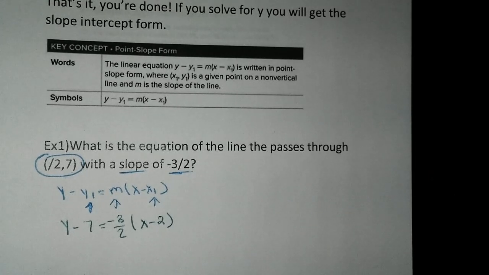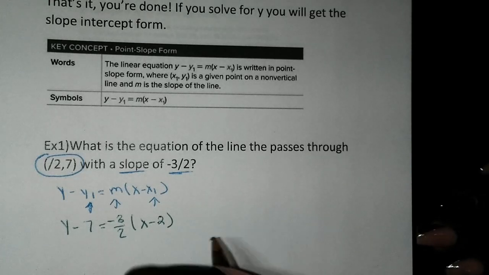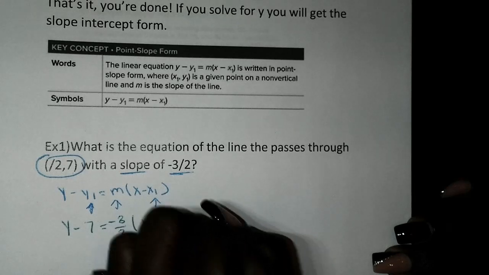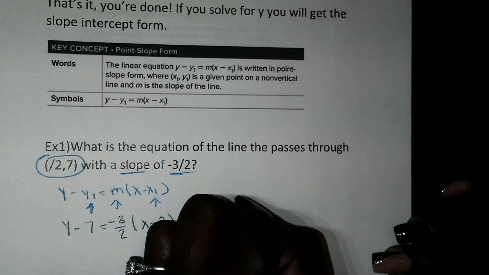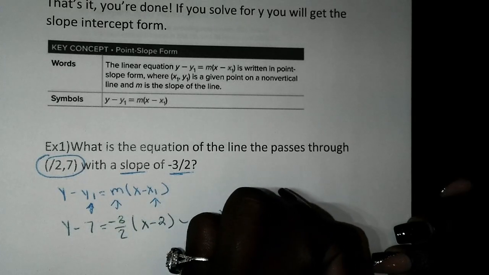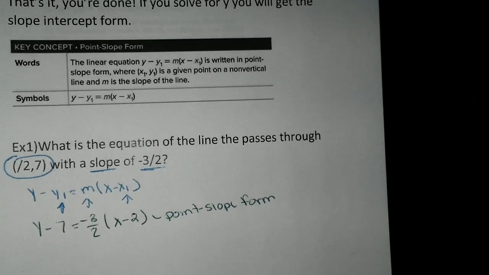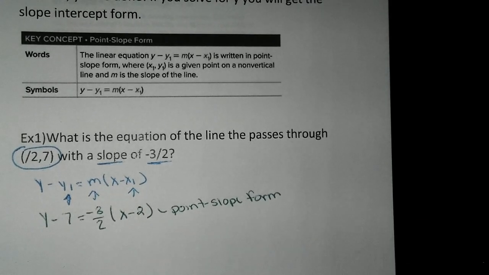Now we want to get it in y-intercept form. So when we write it like this, if the problem asks you to write the equation in point slope form and they gave you your slope and a point, you just leave it like this, point slope form. Okay, so this is point slope form. Now we want to get it in y-intercept form.